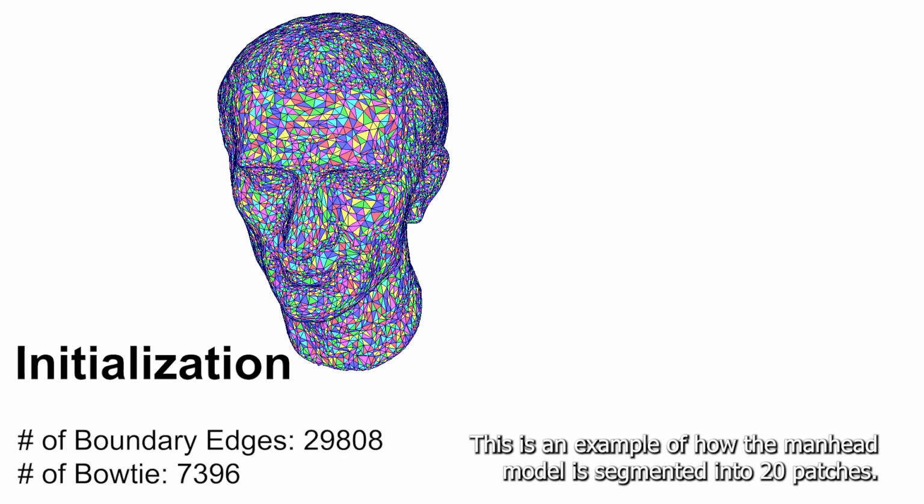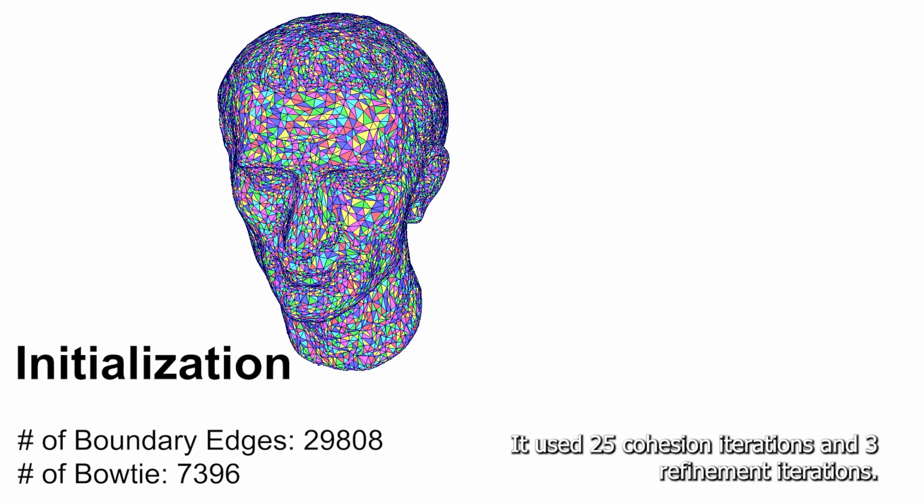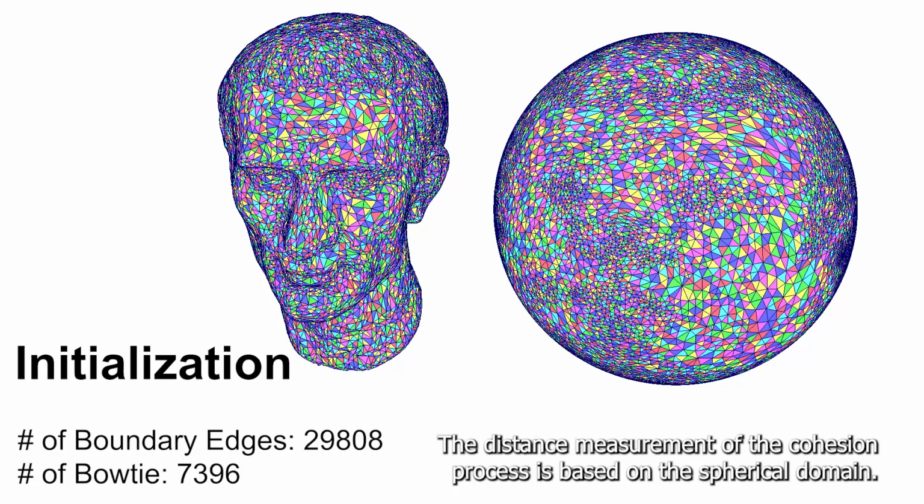This is an example of how the man-head model is segmented into 20 patches. It used 25 cohesion iterations and 3 refinement iterations. The distance measurement of the cohesion process is based on the spherical domain.